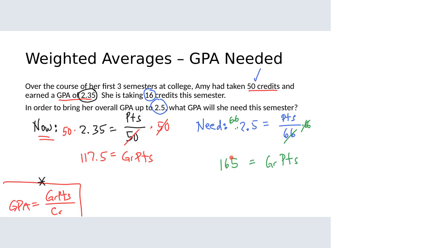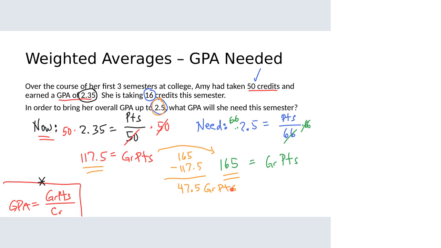Please tell me if there's anything in here that's happening that you're not really sure of. I hope it feels really familiar and comfortable from what we did last week. It's just the numbers aren't quite as soft as they were last week. This is a little more involved. But right now, she has 117.5 grade points. In order to have a 2.5 GPA, she's going to need to have 165 at the end of the semester. So she's going to have to bridge that gap. She's going to have to earn 165 minus 117.5 this semester. She's going to have to earn 47.5 grade points.